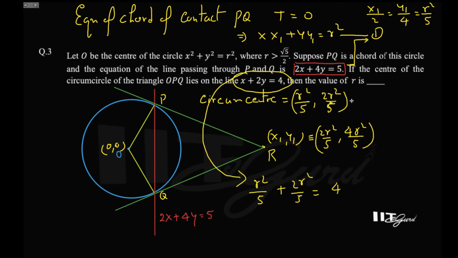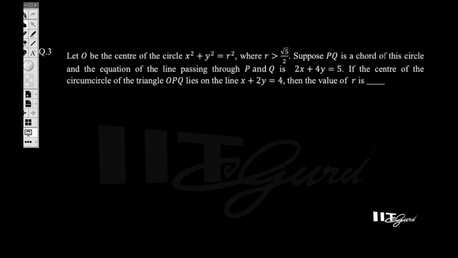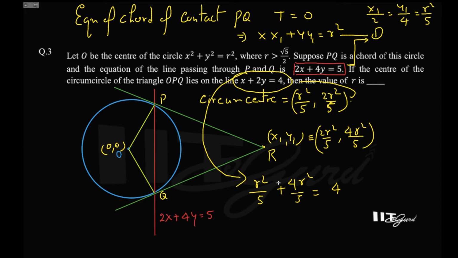If we satisfy this point on this line, we can get here that it is not 2, it is 4r square. So let me check this. This one is 4r square, and here it will be 2r square, 2 times 2r square, so that is 4r square by 5.